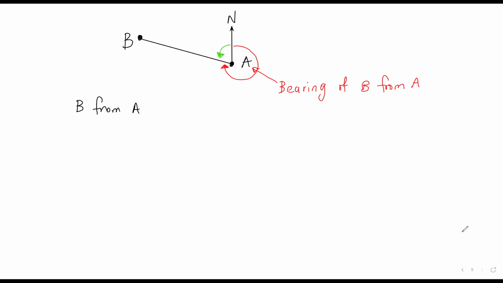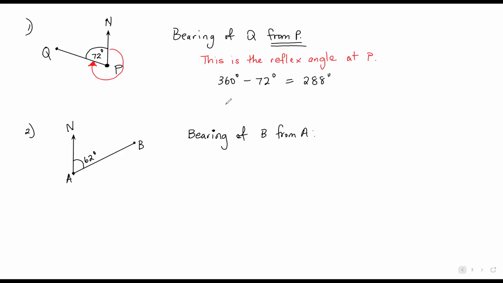So like in this first one here that we did, this is the line PQ, and I wanted to know the bearing of Q from P. This was given to you. The question is given here. You have P and Q and you have this angle of 70 degrees between P and Q there. And the question is, what is the bearing of Q from P? So the bearing of Q from P is not going to be 72 degrees. Why is it not 72 degrees?